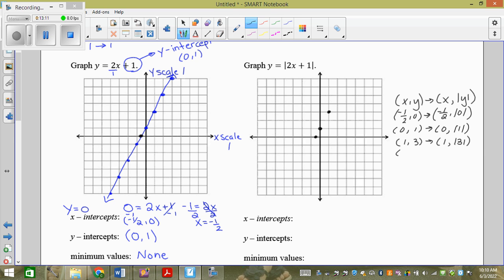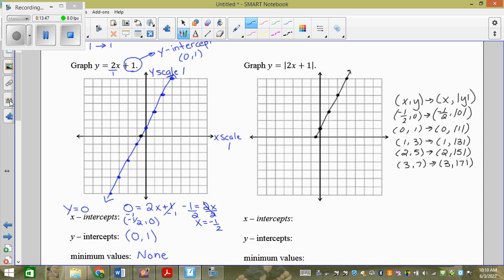I have one more, or two more. 2, 5 is going to become 2 and the absolute value of 5. So I get 2, 5 still. And then 3, 7 becomes 3 and the absolute value of 7, which is still 3, 7. I'm going to put a line through these with an arrow because it would keep going. What's going to happen to all those negative y's though? They're going to become positive, so it's going to actually make that V graph again, that absolute value graph again.